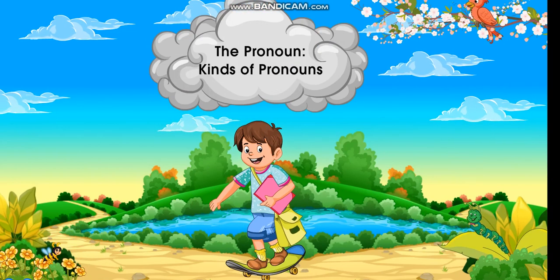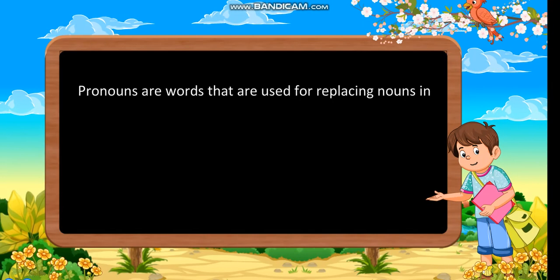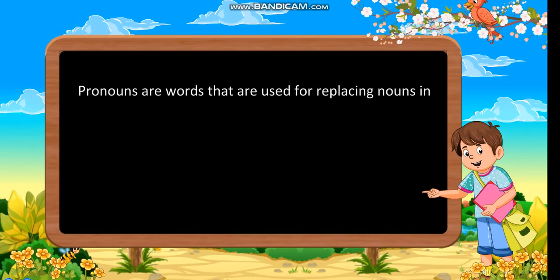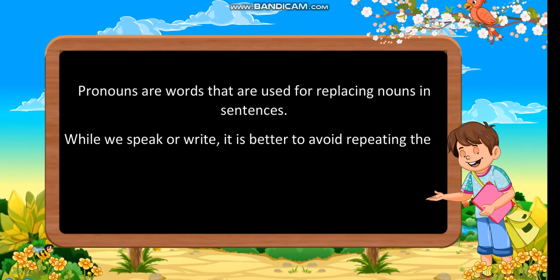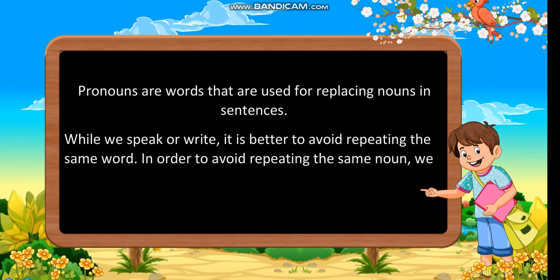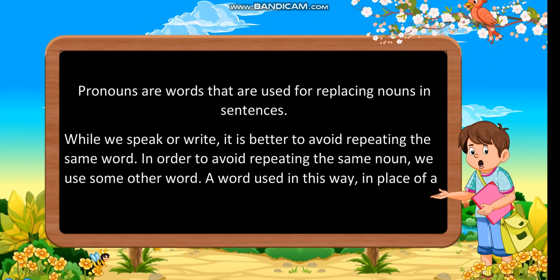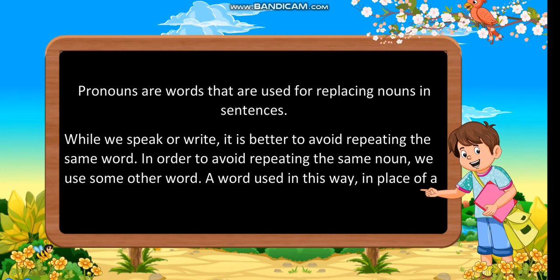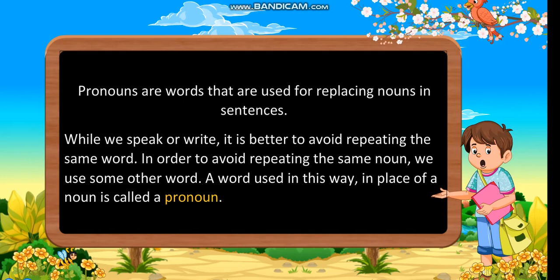The pronoun. Kinds of pronouns. Pronouns are words that are used for replacing nouns in a sentence. While we speak or write, it is better to avoid repeating the same word. In order to avoid repeating the same noun, we use some other word. A word used in this way in place of a noun is called a pronoun.